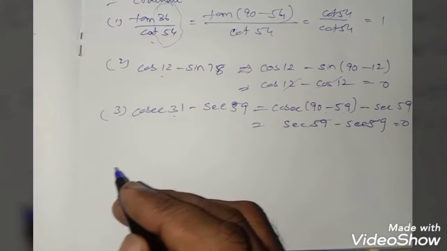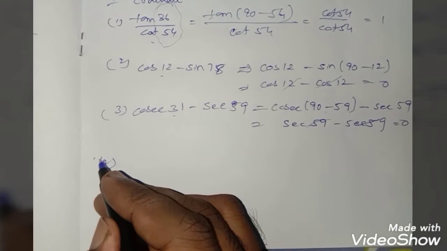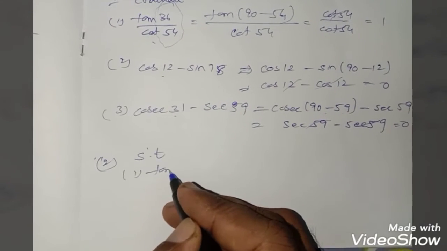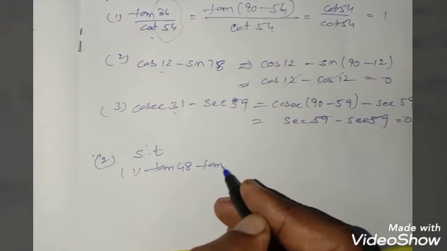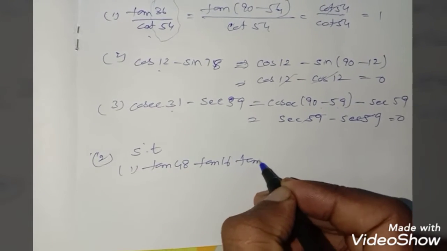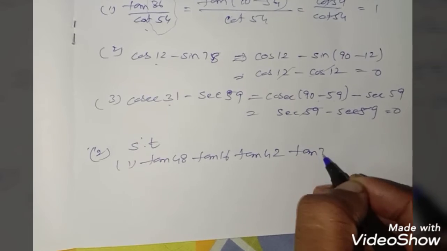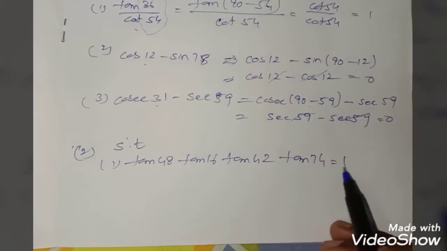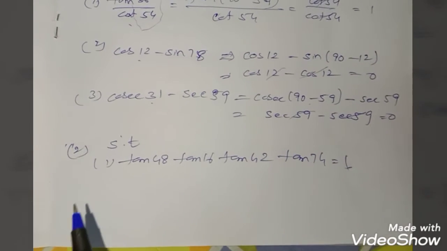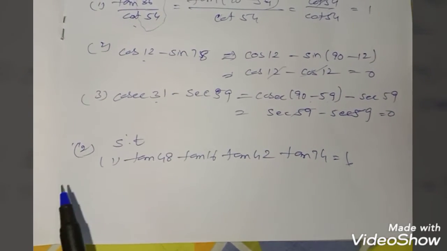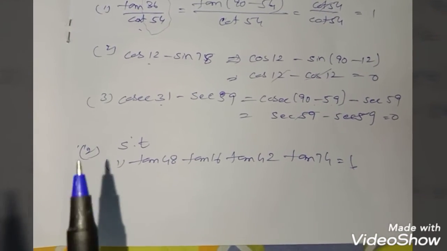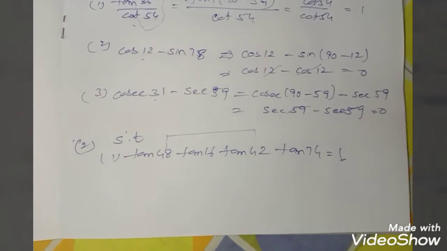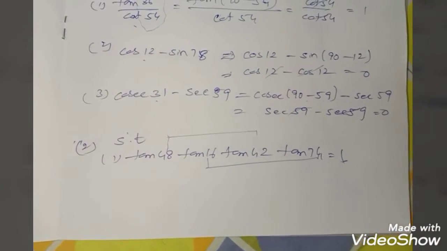Now if I go for the next, the second question. What is the second question here? It is given as: show that tan 48 tan 16 tan 42 tan 74 is equal to 1. Meaning if I take the values, you should get 1. Now how to get 1? Before going to complementary angles, we have to see whether the sum of any two angles is equal to 90 or not. Now you have 48 plus 42, you will get 90. 16 plus 74, you will get 90.